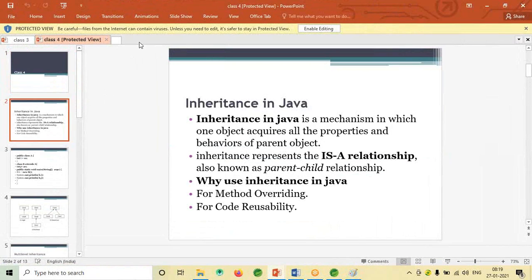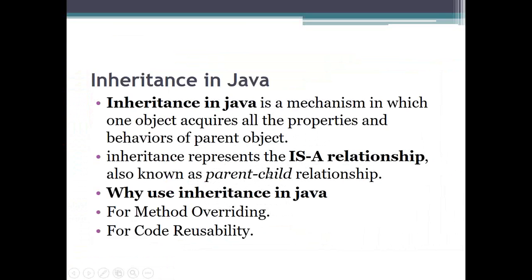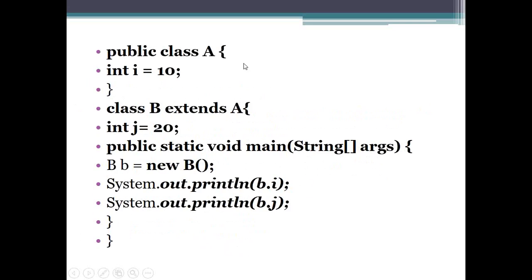Okay, so the next concept is inheritance. Inheritance is basically, one class acquires the properties of another class, or one object acquires the properties of another object. That is basically inheritance. What is the use of inheritance? Method overriding is possible and code reusability is possible. So that is basically inheritance.